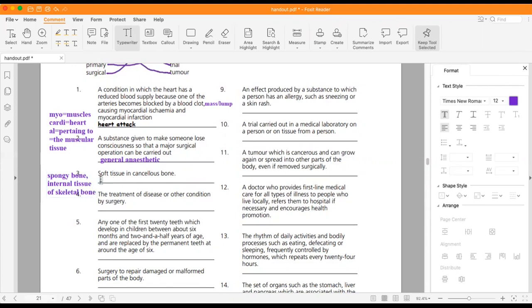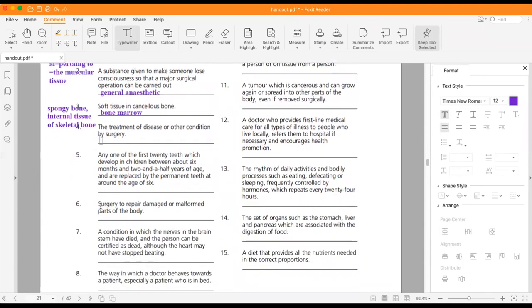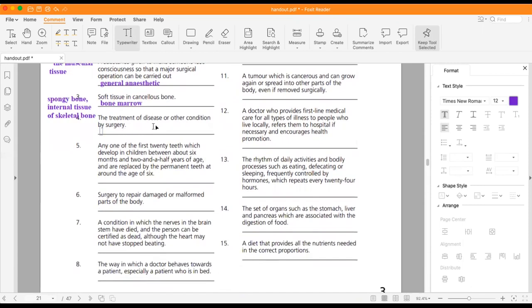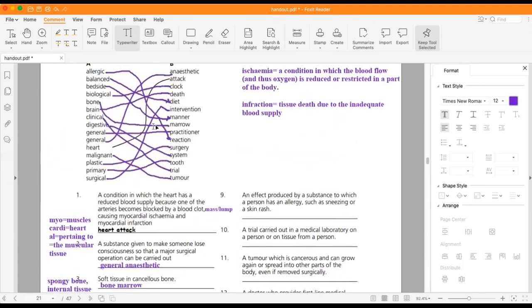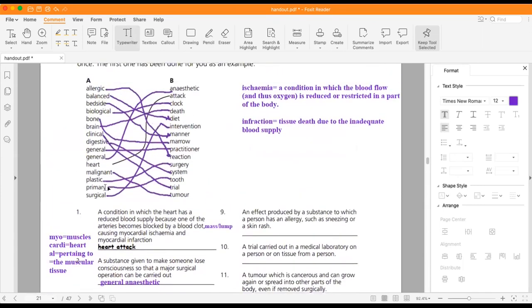Alright, so soft tissue in cancellous bone, this refers to the bone marrow, which is in Arabic النخاع العظمي. The treatment of disease or other condition by surgery, of course, the answer will be surgical intervention.